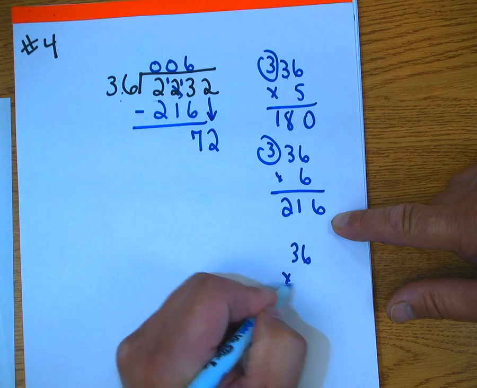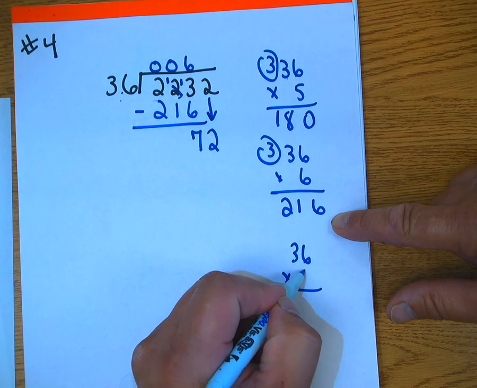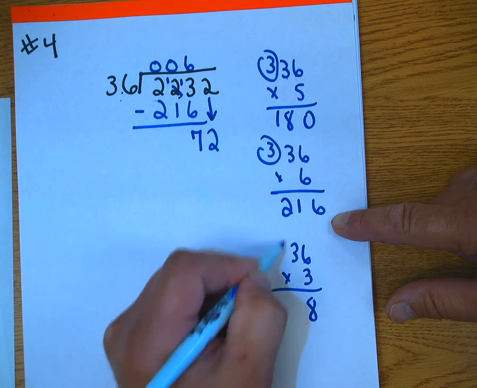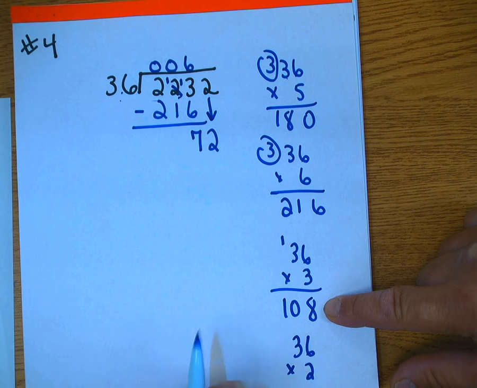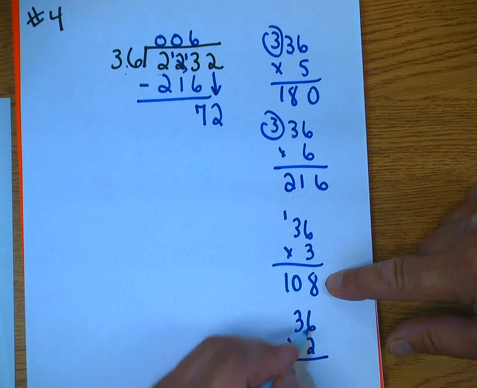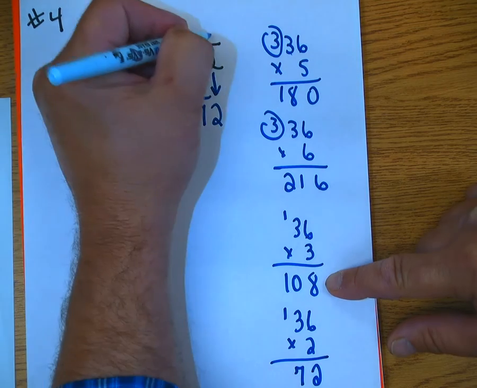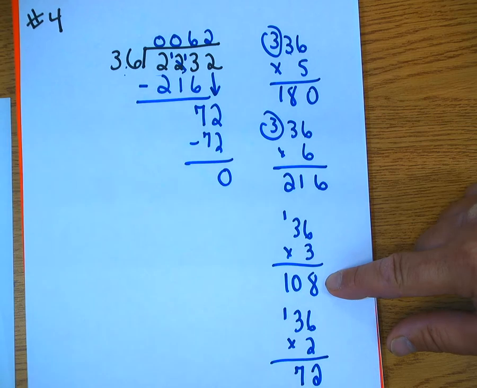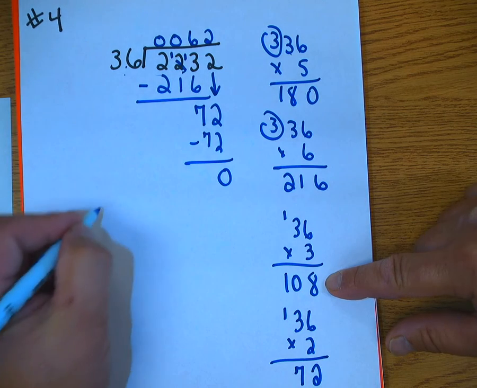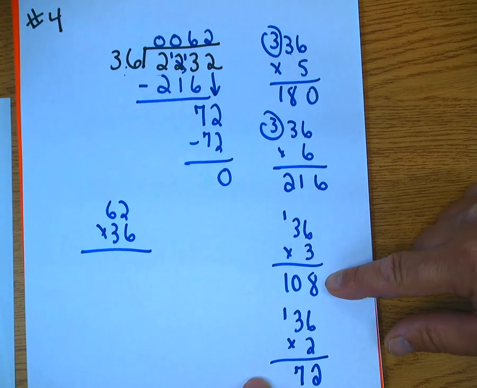So 36 times, well, 5 is high. So I'm going to drop it down. Let's just say I go 3 times. 18. 108, too high. I got to go lower. 36 times 2. 12. 72. Look at that. 72. So I put a 2 there. 2 times 36 was 72. 0 left over. And if I multiplied 62 times 36, I'm going to get that. Okay, that's number 4.